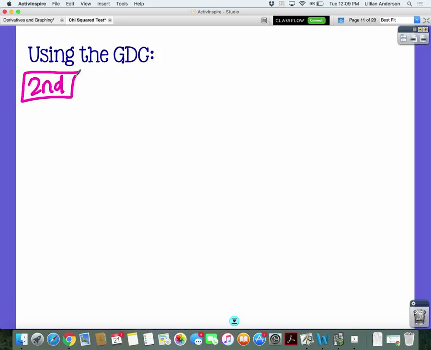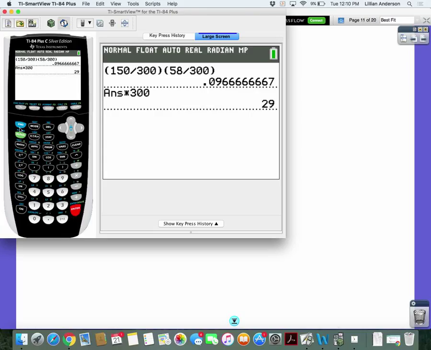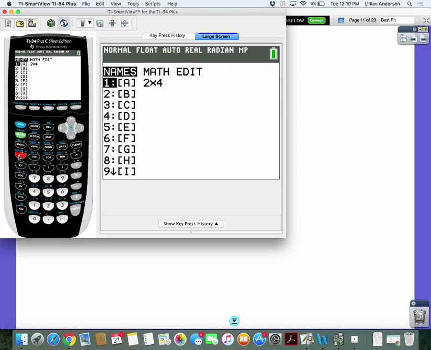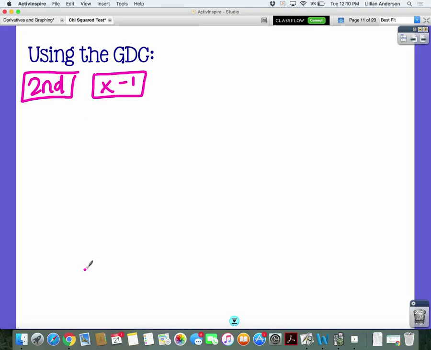Alright. You have to press the second button, and then you have to press this button. It says X to the -1. Above that button, you see there's a word called matrix, correct? Okay, now when you press that, you should get something that looks like this. If yours is blank, or says there's not a 2x4 or 1x1, whatever, that's fine. That's not important. Once you get to this screen, you go over to edit. And you basically have to type in both tables.